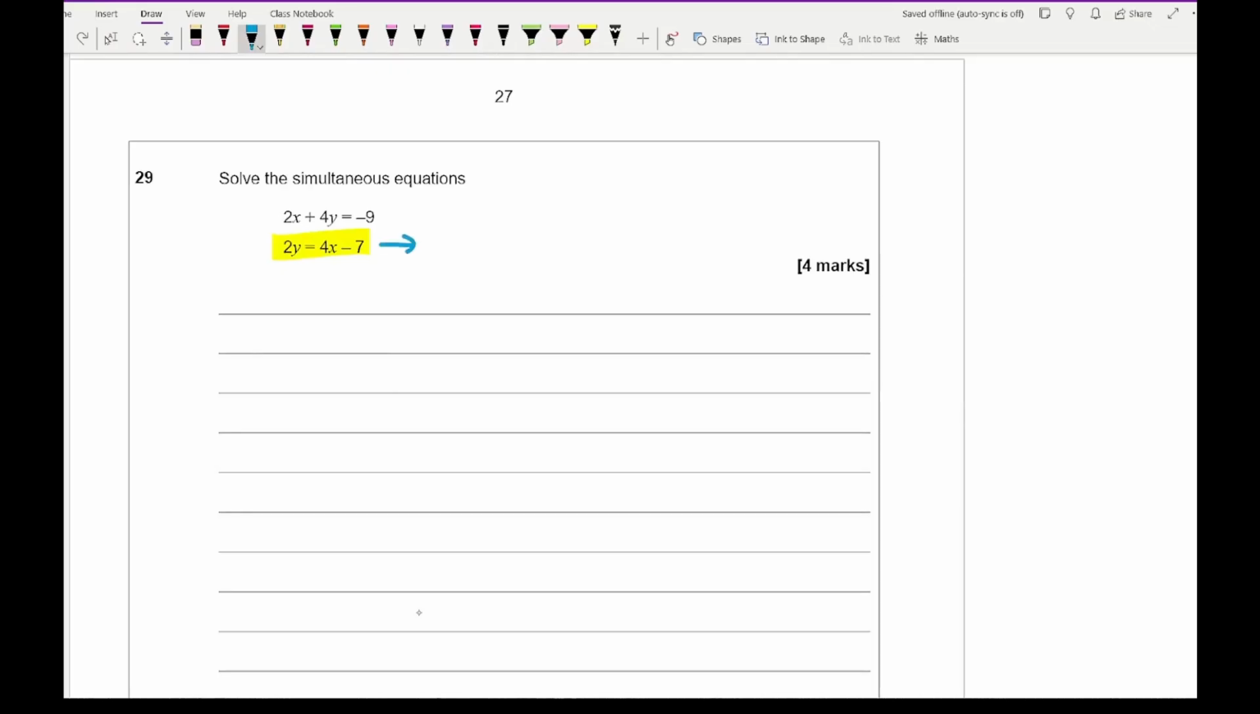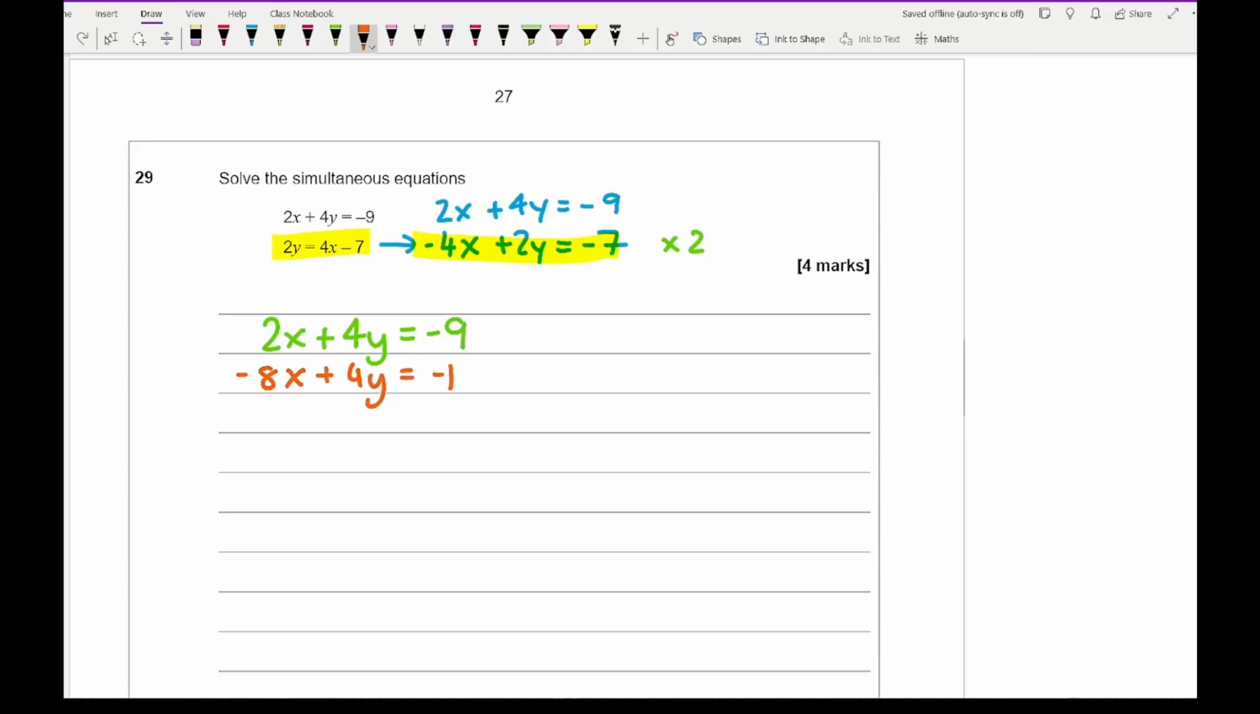So let's start by rewriting this, so we can write it as minus 4x plus 2y equals minus 7. Then if I write the first equation, that's 2x plus 4y equals minus 9. You can see there that I haven't got the same number of x's and I haven't got the same number of y's. So then it's just a case of making a decision which letter you want to make the same. Now I'm personally going to go for making the y's the same, so let's start by multiplying the second equation by 2. So the first equation stays 2x plus 4y equals minus 9, and if I multiply the second equation by 2, I end up with minus 8x plus 4y equals minus 14.